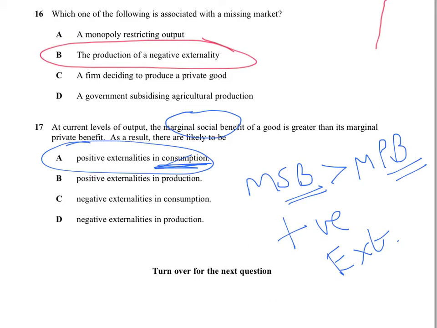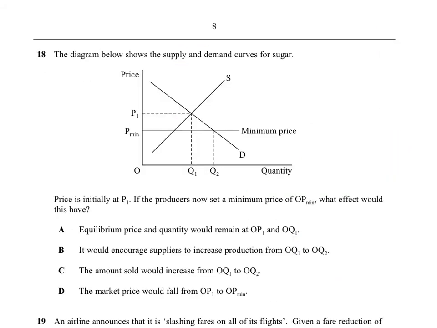Okay, next question. 18. Supply and demand graph for sugar. We've got a minimum price introduced in the market. What effect would this have on the market? The minimum price means that no producer is allowed to sell for less than this. However, our equilibrium, where we currently are, with a P1 level of price, is more than the minimum. So that means nothing is going to change. That's okay. It's more than the minimum. Nothing will alter. So everything is going to stay at P and Q in this question.